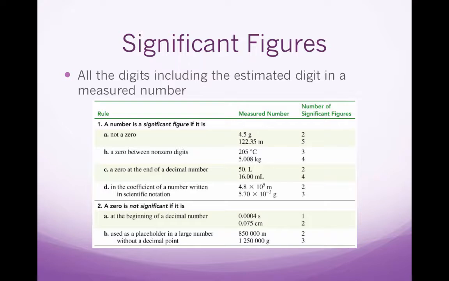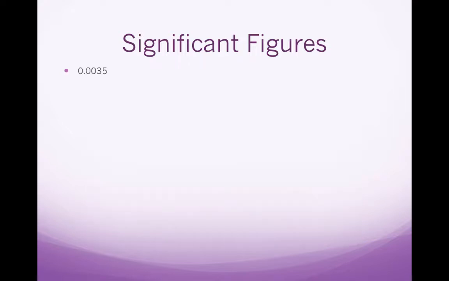And the next rule is a 0 is not significant if it's used as a placeholder in a large number without a decimal point. So 850,000 meters, we have 2 significant figures, the 8 and the 5. All those zeros are just placeholders. 1,250,000 grams, we have 3 significant figures, the 1, the 2, and the 5. Again, all of those zeros at the end are insignificant. They're just placeholders. Let's look at some examples.